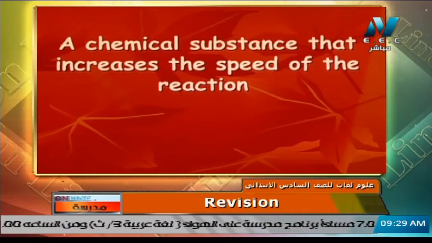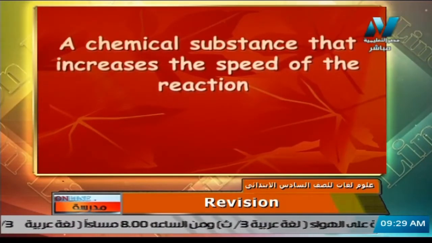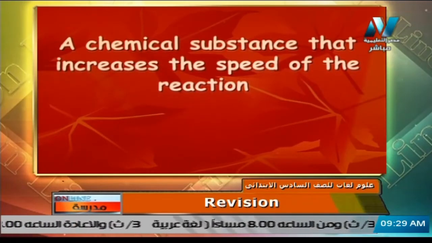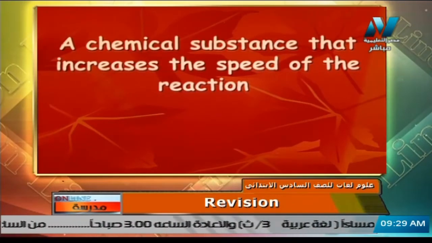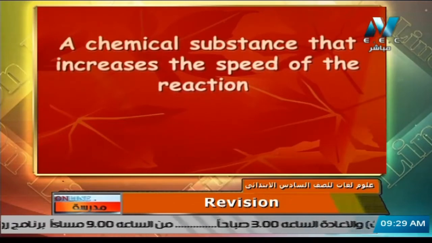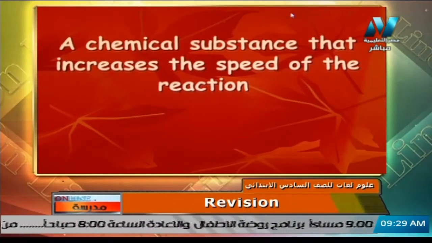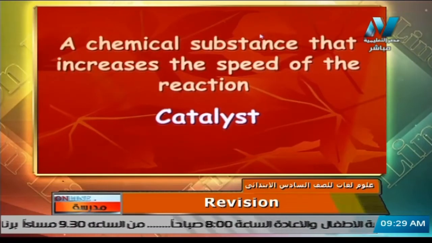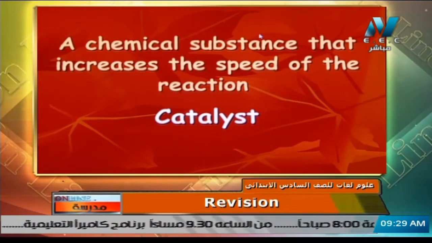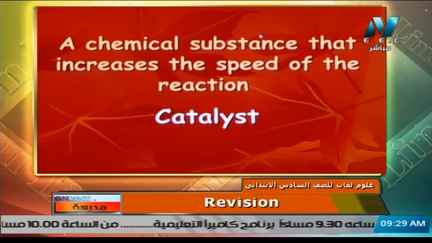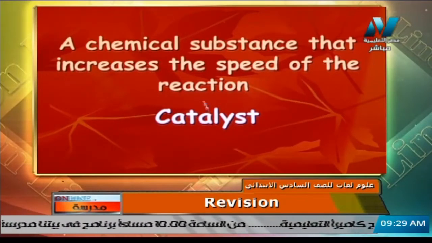A chemical substance increases the speed of the reaction. هنا بيقول لي مادة كيميائية بتزود سرعة التفاعل الكيميائي، بتخلي التفاعل الكيميائي أسرع. طب هي إيه المادة الكيميائية ديت؟ أكيد هنسميها catalyst العامل الحفاز، وده اللي كنا بنستخدمه in the preparation of oxygen gas في تحضير غاز الأكسجين، لأنه بيزود التفاعل الكيميائي without being changed.